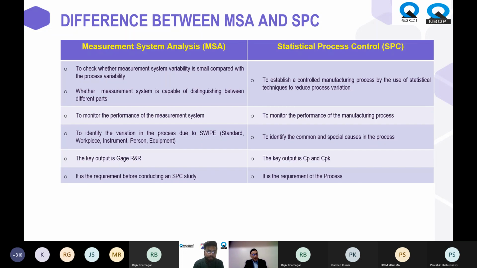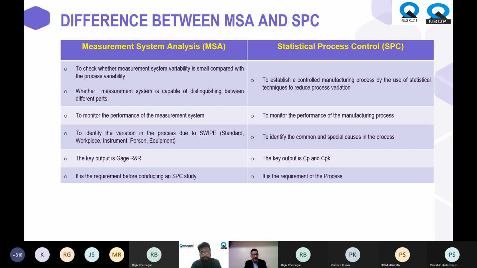The key input for MSA is my gauge R&R. We saw it: for continuous data we use gauge R&R, and for other types we use other tools like attribute analysis. For SPC, the key output is my process capability, Cp and Cpk. It talks about whether my process is stable or not, and whether the process is capable of performing or not.